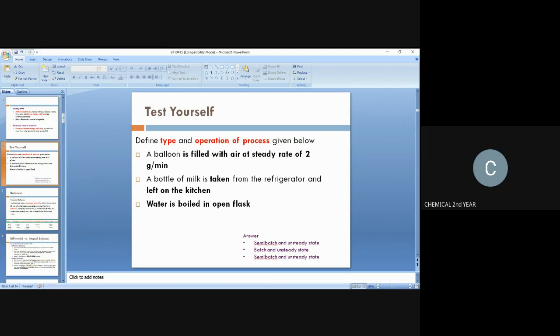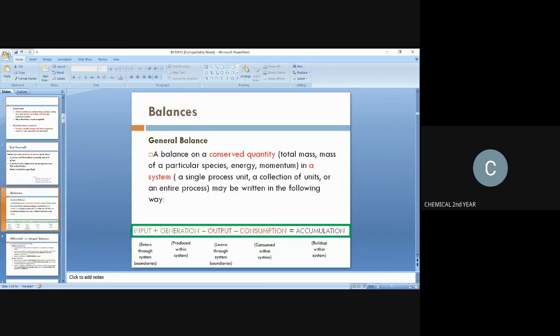First, a balloon is filled with air at a steady rate of 2 grams per minute. It is semi-batch and unsteady state. A bottle of milk is taken from the refrigerator and left in the kitchen. That is batch and unsteady state. Next, water is boiled in an open flask. This is semi-batch and unsteady state.